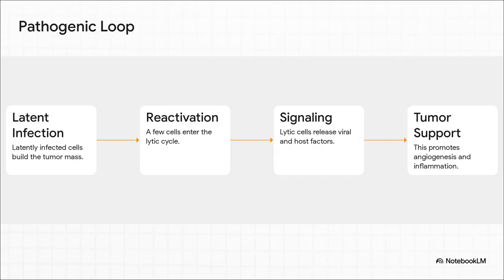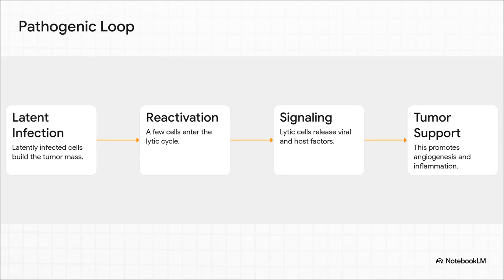Now, this is where it gets really interesting, because the cancer isn't caused by one cycle or the other. It's the synergy between them. Latency is the engine of the tumor itself. It makes the infected cells proliferate, building the tumor mass. But a tumor needs a supportive neighborhood to grow, right? That's where the lytic cycle comes in.